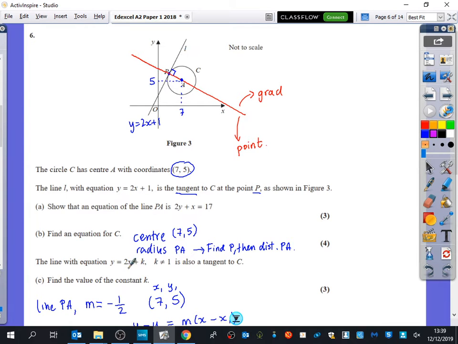Something we should notice is that the other line we're dealing with still has gradient 2. So the only place that this one can actually be is on this side of the circle. Now we can tell that this line has got to have a gradient of 2 because of this thing that we've got. There are a few different ways that you could do this question.